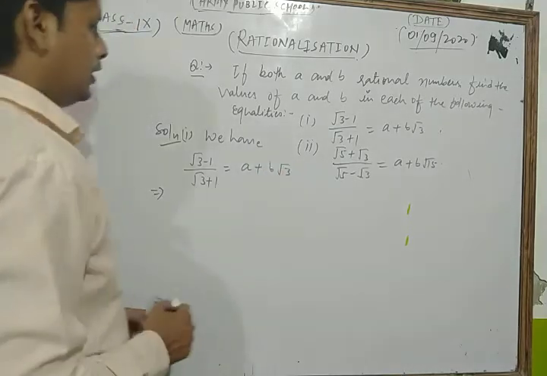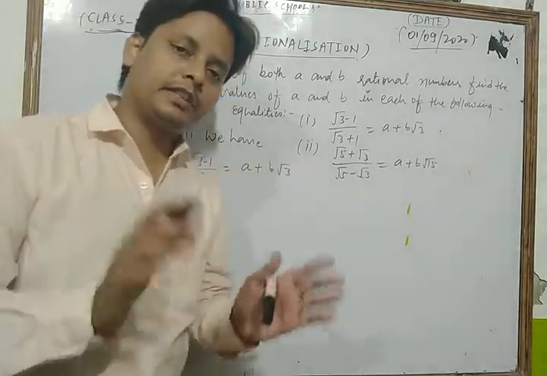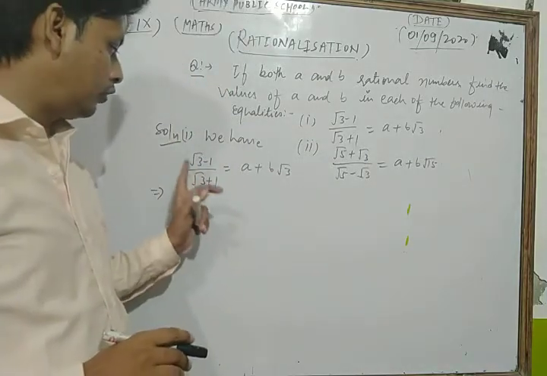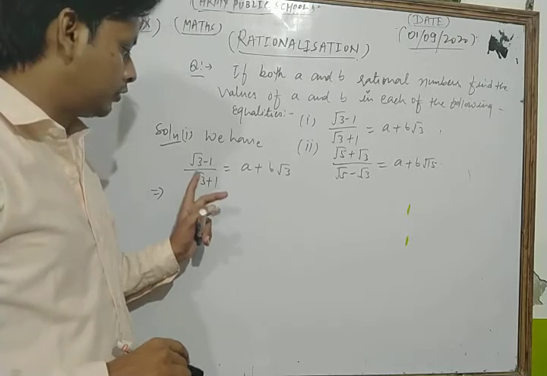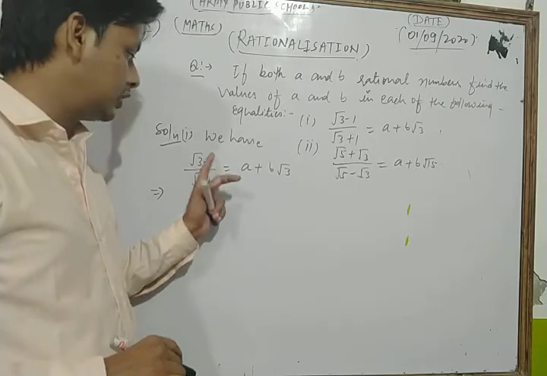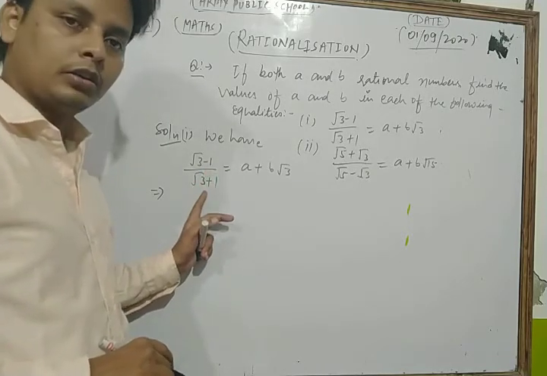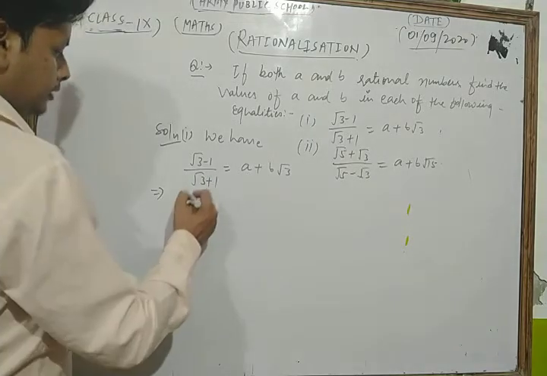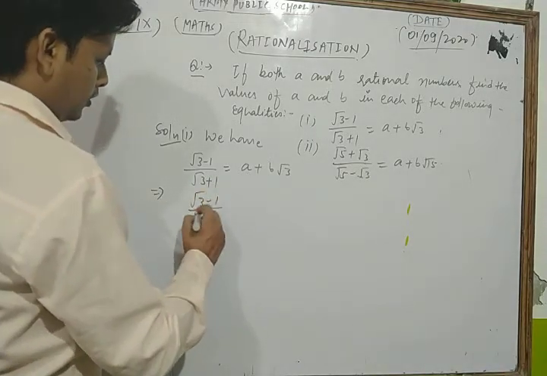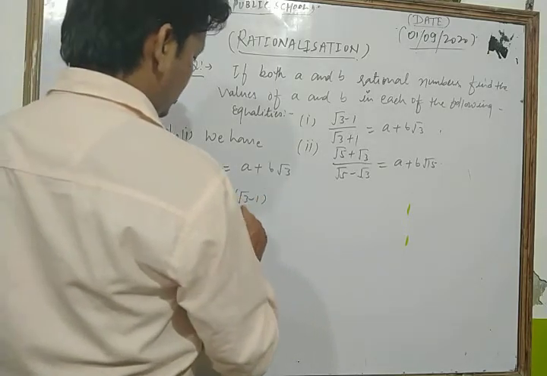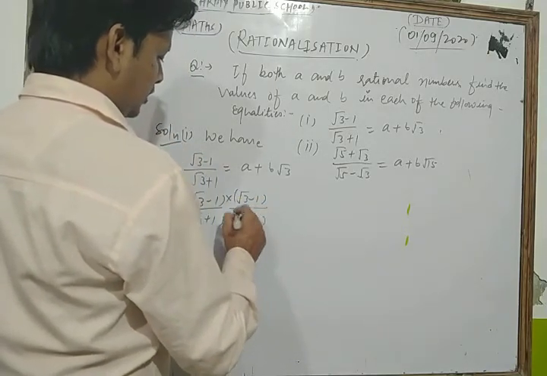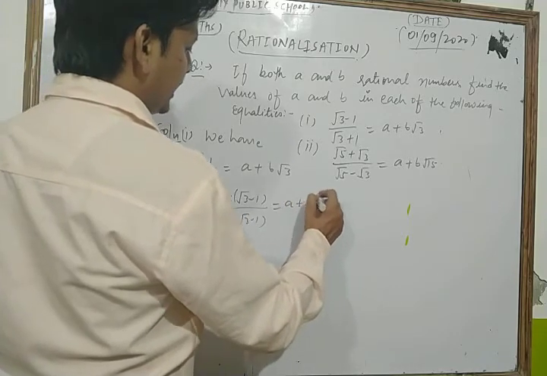Now as in the previous question, we must multiply both. First of all we rationalize the denominator of the LHS, left hand side. So for that we multiply both the numerator and denominator by the conjugate of root 3 plus 1, which is root 3 minus 1. So we get root 3 minus 1 upon root 3 plus 1 into root 3 minus 1 upon root 3 minus 1. Okay, and we write a plus b root 3 as it is.